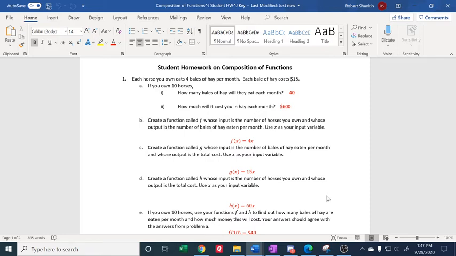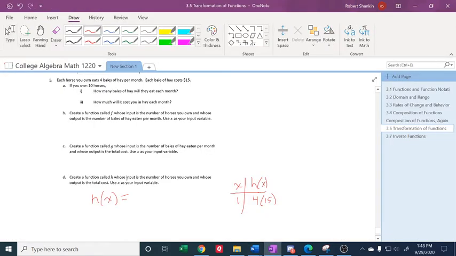So you want your h of x to be g of f of x. So h of x will be g of f of x. And the g of x was the 15x, the f of x was the 4x. And so you work through these two together right here.